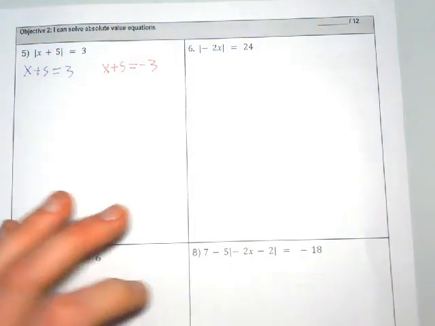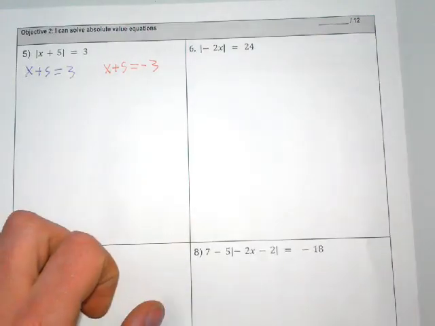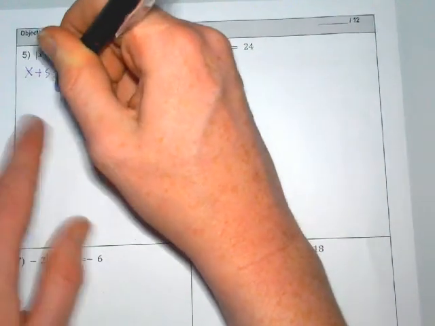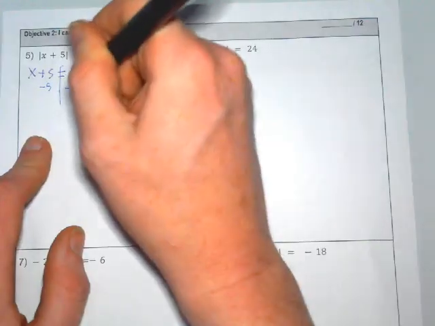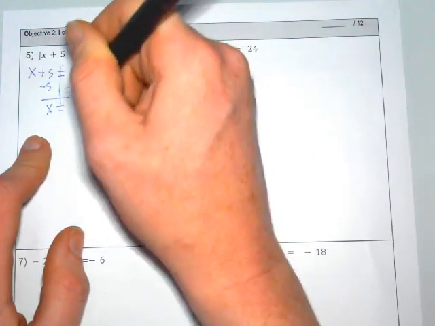However, for both of these problems, you are going to solve them with the same step. For problem 1, for our positive version of the problem, we are going to isolate x by subtracting 5, which gives us a final answer of x equals 3 minus 5 is negative 2.